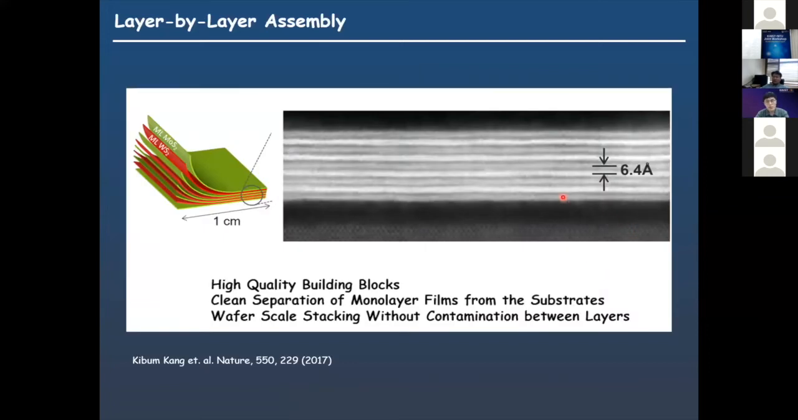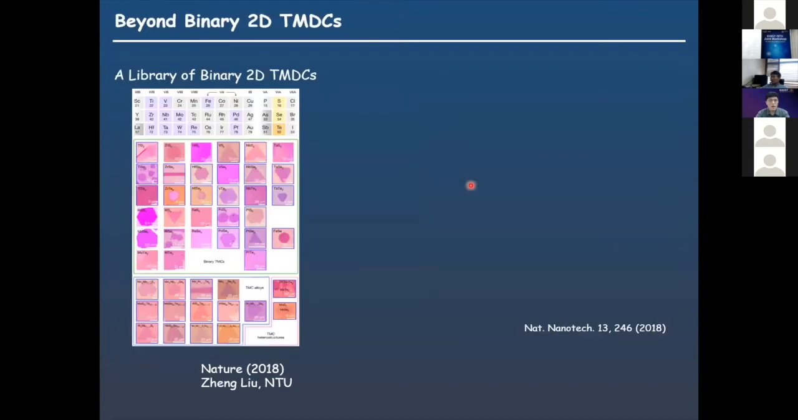And using monolayer 2D TMDs as a building block, we can stack one layer by one layer, and we can generate a beautiful 2D superlattice with ultra clean interfaces like this. Okay, so the 2D semiconductors have been studied a lot, but the problem is that the material system was quite limited to MoS2 and WSe2, which you have heard a lot of times for a while.